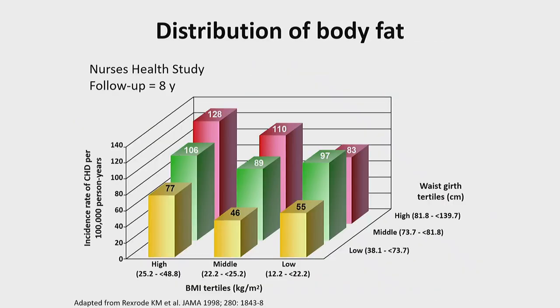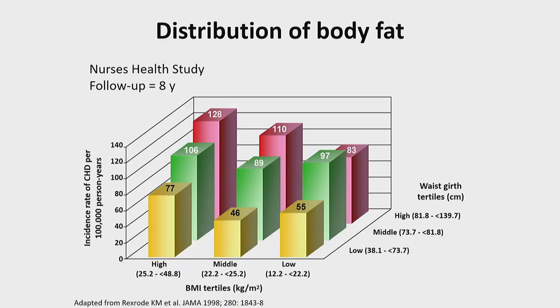So this notion around the limitations of BMI and the distribution of body fat is supported by the findings of the Nurses' Health Study. In this study, women were stratified into tertiles of BMI and tertiles of waist circumference, which would be a proxy for assessing visceral fat. Irrespective of their BMI tertile, women in the highest waist circumference tertile had an increased risk of coronary heart disease over the 8-year follow-up.